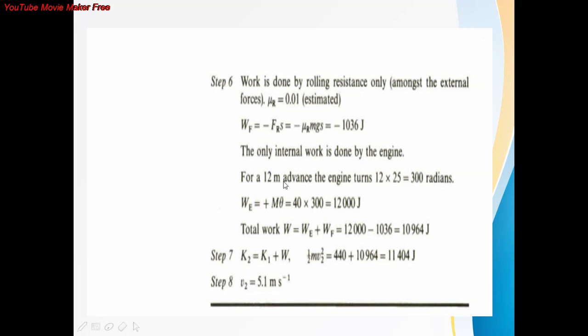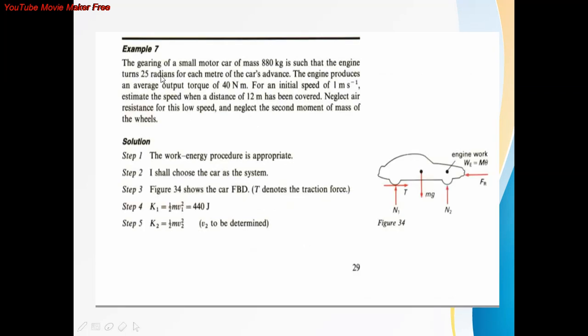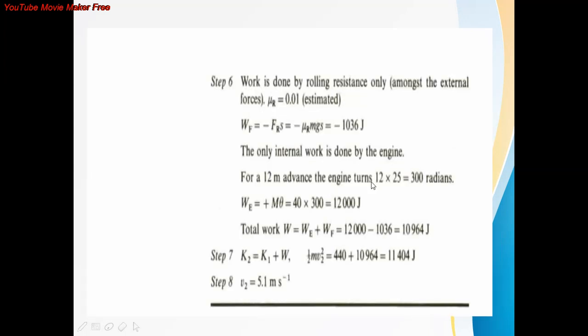So now let's go ahead. The work done due to the engine will be M into theta, where M is the torque, which we all know, but theta here: for 1 meter there is 25 radian theta. So if there is 12-meter movement, then theta would be 12 into 25, which is equal to 300 radian. When we put this 300 radian in this formula, we get 12,000 joules.